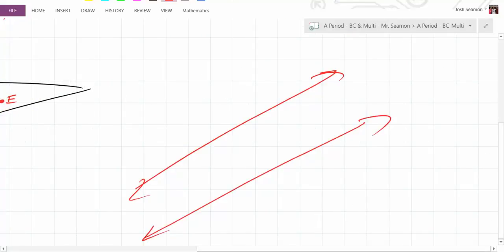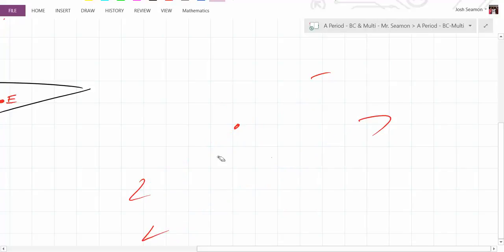You have 2 lines that are parallel. What's the distance between them? It's not trivial. It takes a little bit of work, right? You pick a point here. You find the equation of the perpendicular line. You find the point of intersection, right? And then you calculate the distance that way. Okay, so let's go back to our picture here.